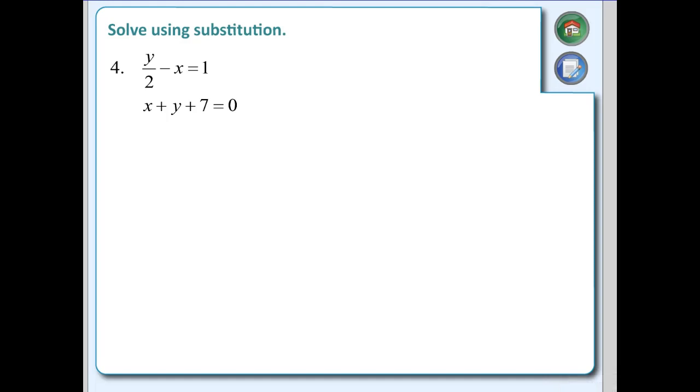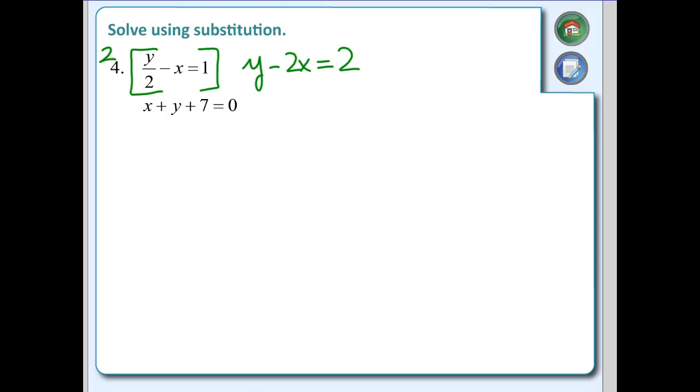Now, when I look at number 4, first of all, I notice that there's no variable alone. And so that's a problem. And the next thing I realize is I've got a fraction. Well, do we like fractions? We've already decided that we don't like fractions. So the first thing I need to do is elimination. So how am I going to get rid of this fraction? Well, we know we've got to multiply everything by 2. If I do that, we're going to get y minus 2x equals 2.